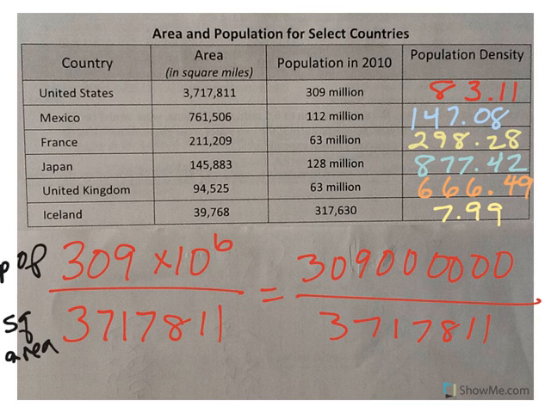Okay, looking at the rest of these countries, you can see that Mexico, France, Japan, United Kingdom all have populations in the millions, while Iceland just has 317,630 people. So while Iceland has a really small area, they also have a small population. So their population density is definitely the smallest. They only have right around 8 people living in that square mile, where you can see Japan has 877 people living in a square mile. Just very, very, very different.